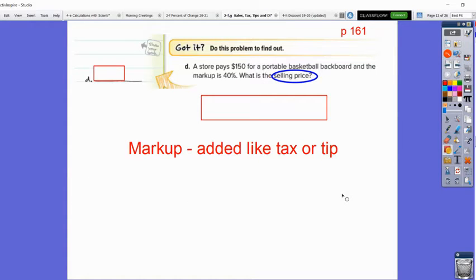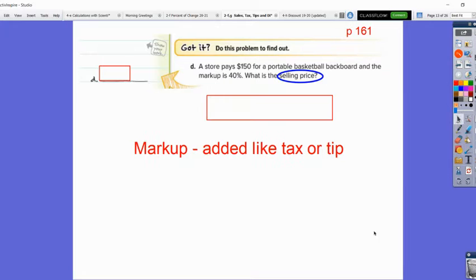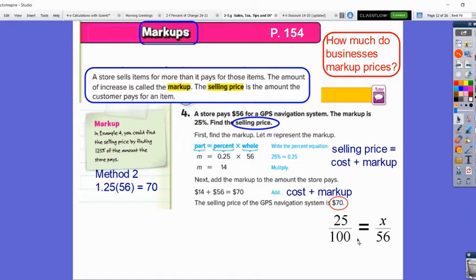All right, so here's a got it on that one. The store pays $150 for a portable basketball backboard, and they mark it up 40%. Markup means the price is going to increase by 40%. What is the selling price? The only method I've shown here is the one-step method. Let me go back over here and grab this.